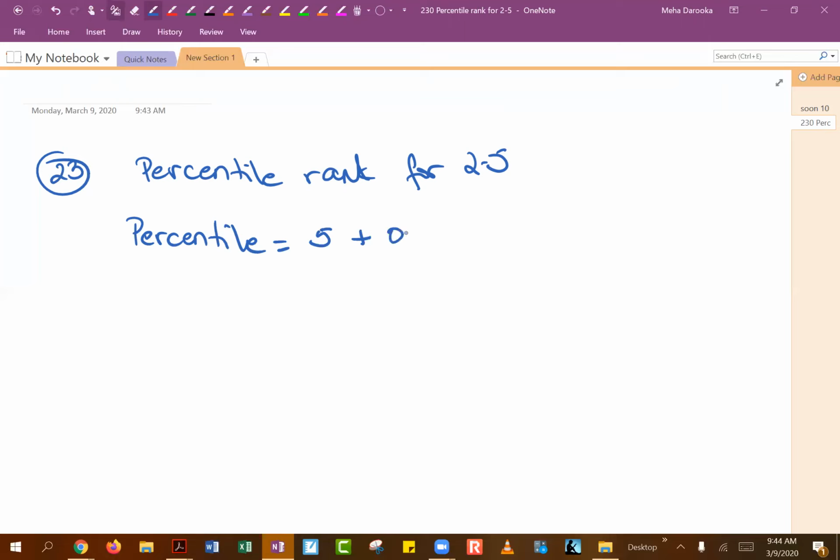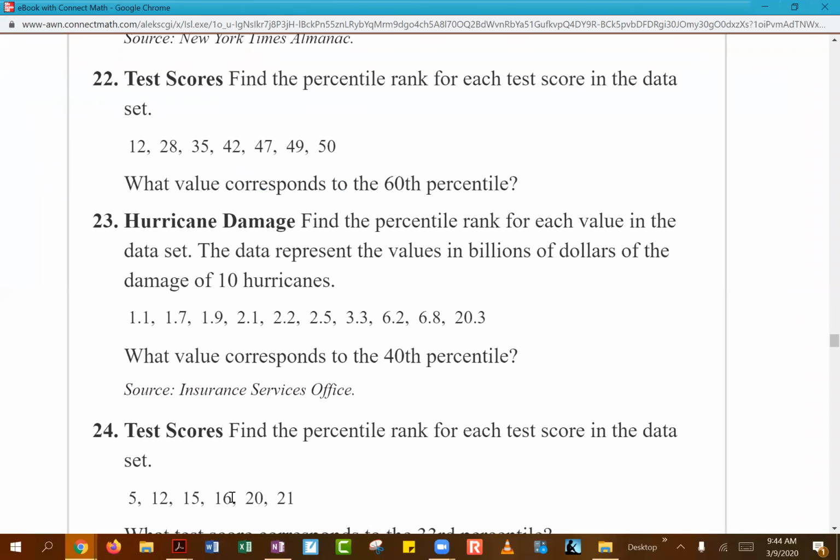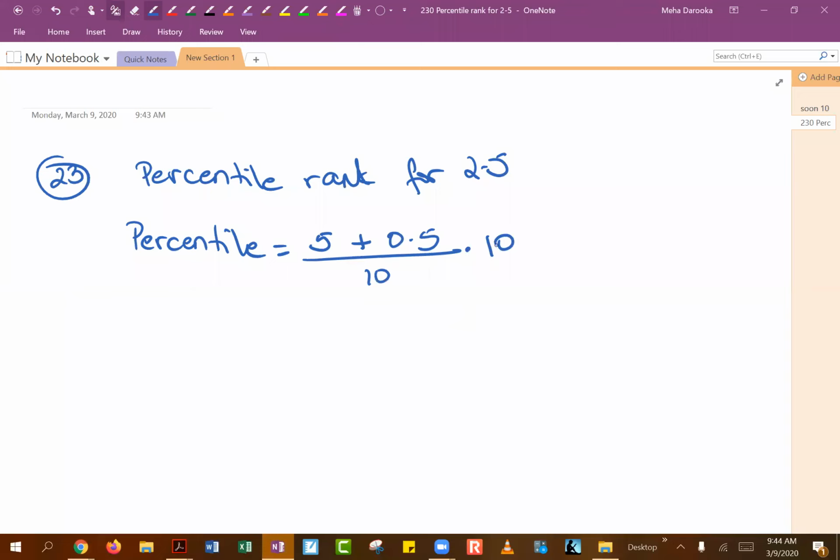You are adding 0.5 to that. Your total data values are 10, right? Because they are telling us the damage from 10 hurricanes. So that's 10, multiply by 100, and then of course that came out to be 55. And remember, this is percentile, it's not percentage. You will lose points for that, because we have to understand the difference between a percentile and a percentage.